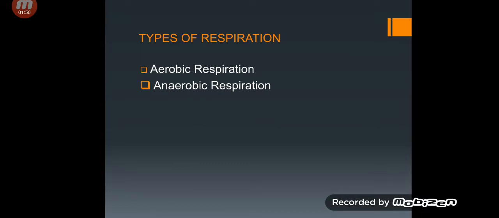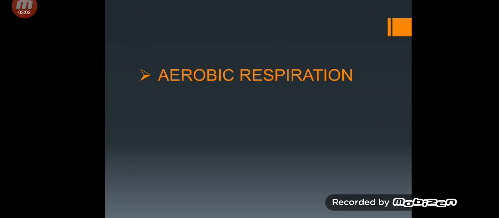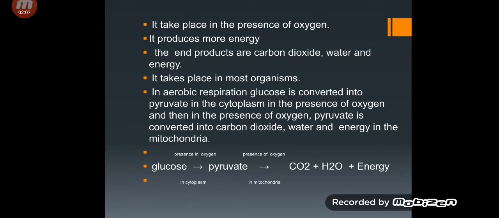Now, types of respiration. There are two types of respiration. First, aerobic respiration. Second, anaerobic respiration. Now I am going to discuss them one by one. Aerobic respiration. It takes place in the presence of oxygen.